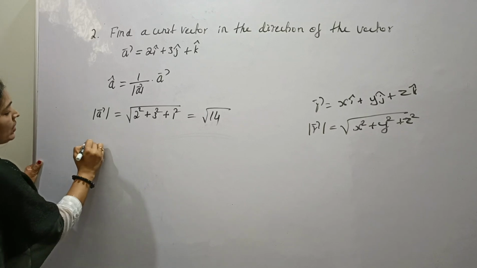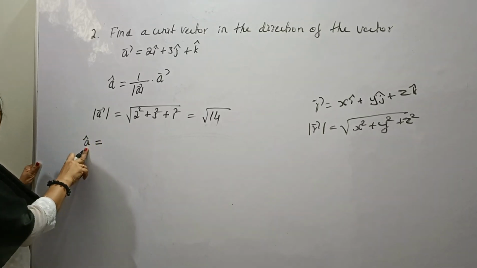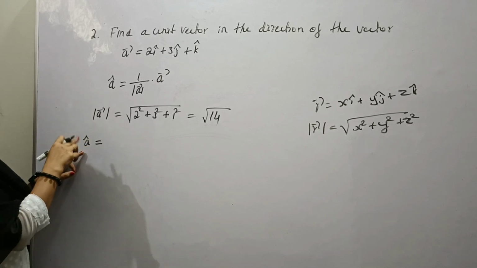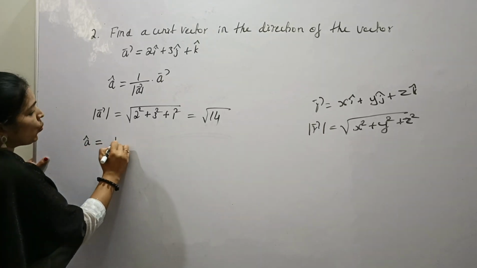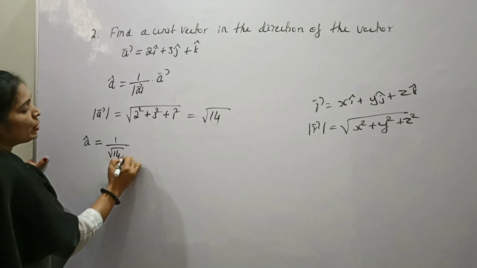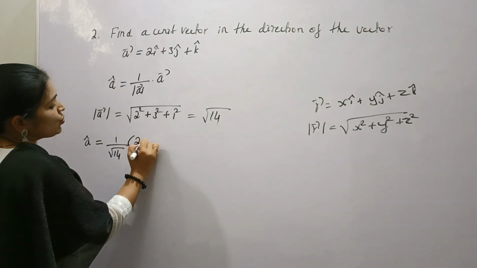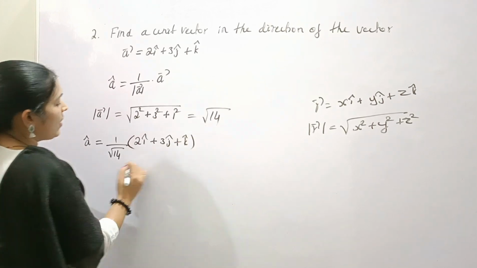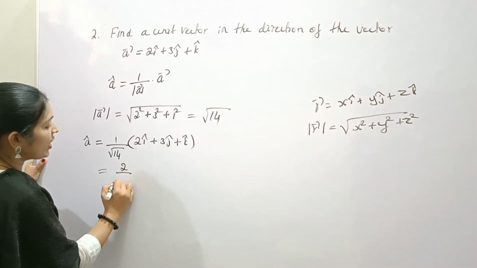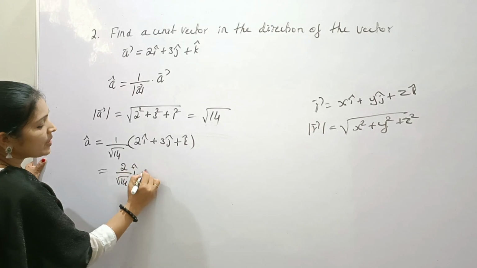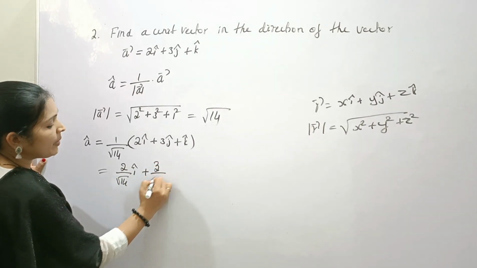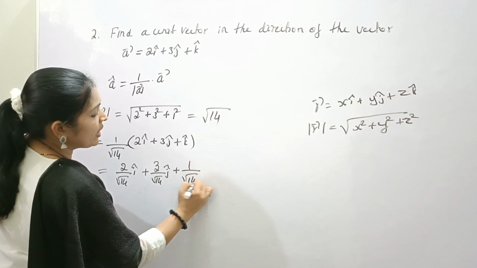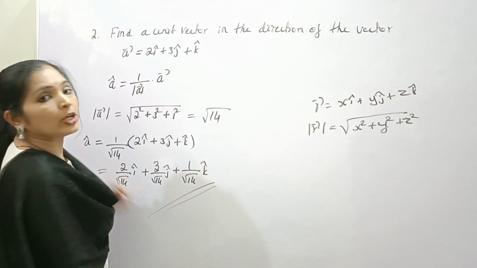The unit vector in the direction of vector A is denoted as A cap. A cap is equal to 1 by root 14 into vector A, that is 2i plus 3j plus k, or we can write it as 2 divided by root 14 i plus 3 divided by root 14 j plus 1 by root 14 k. It is the required unit vector.